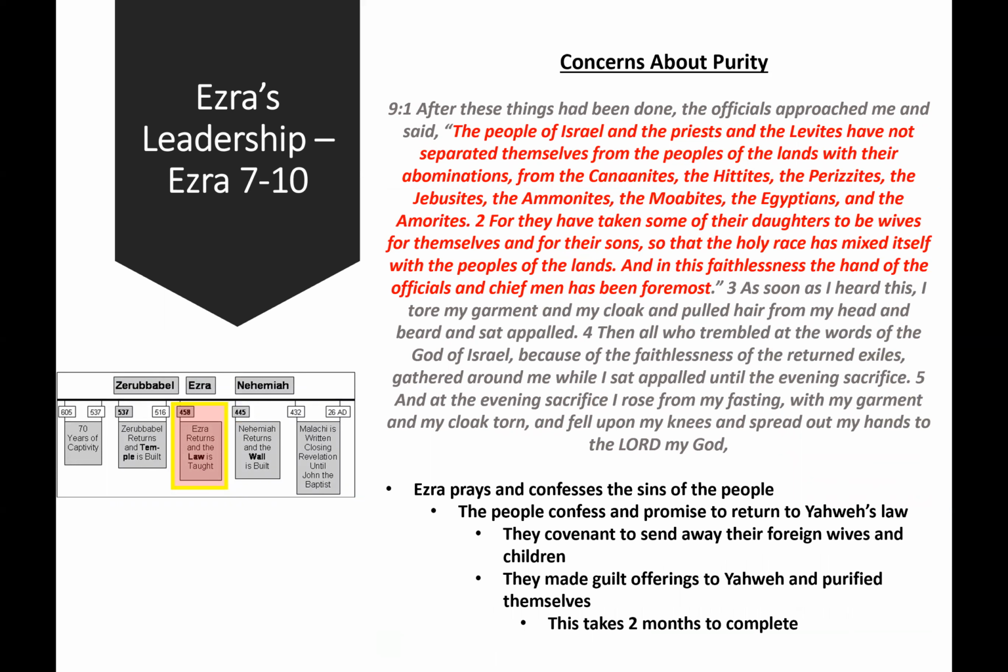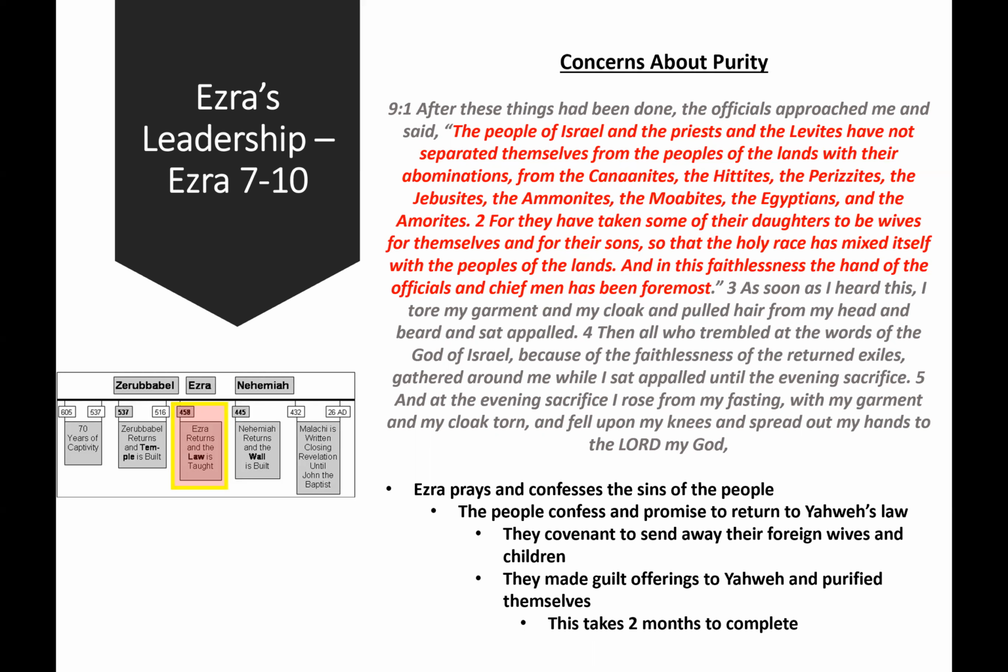Chapter 9. After these things had been done, the officials approached me. This is Ezra speaking from the first person. The officials approached me and said, "The people of Israel and the priests and the Levites have not separated themselves from the people of the lands with their abominations, from the Canaanites, the Hittites, the Perizzites, the Jebusites, the Ammonites, the Moabites, the Egyptians, and the Amorites.